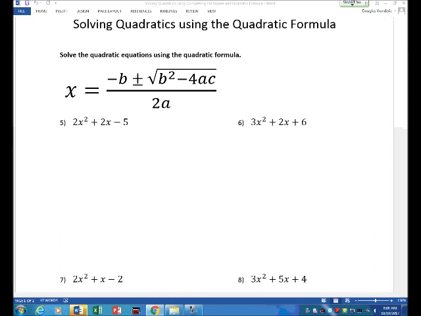X is equal to the opposite of b, plus or minus the square root of b squared minus 4ac, all over 2a. You guys ready? One more time. Here we go. X is equal to the opposite of b, plus or minus the square root of b squared minus 4ac, all over 2a.